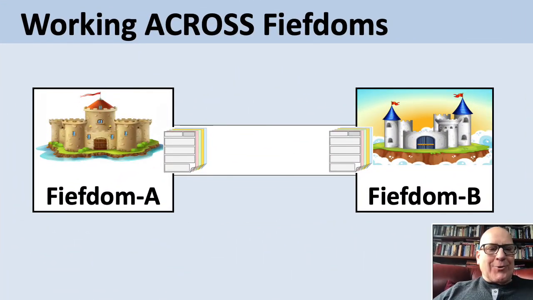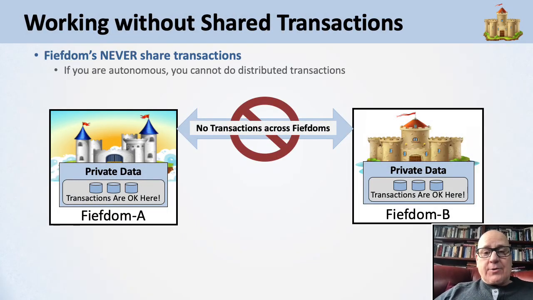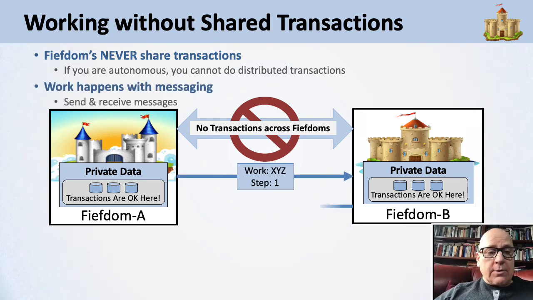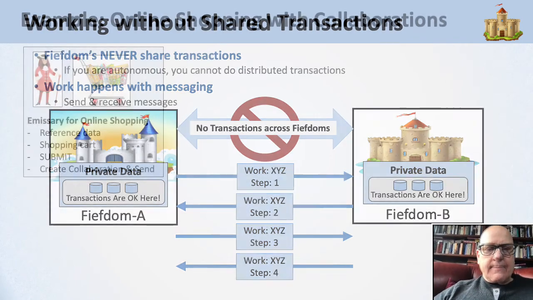Let's talk about working across fiefdoms. Here we have fiefdom A and fiefdom B. How do they get work done? So you do work without shared transactions. To me, when you say autonomy, you say independence, that means you don't share transactions because I'm not going to lock things up waiting for you. Autonomy means no distributed transactions. You can do local transactions, but not distributed ones. So work happens with messaging. You send and receive messages, and they're related to each other to do one long-running piece of work. And that's what I call a collaboration.